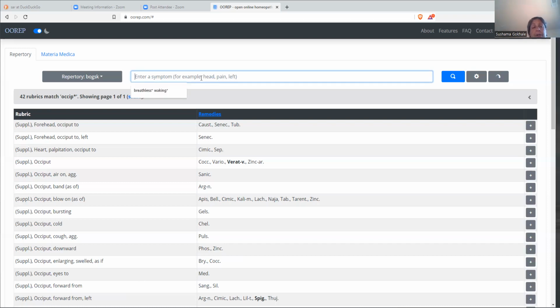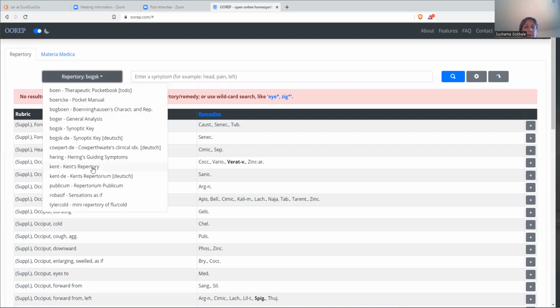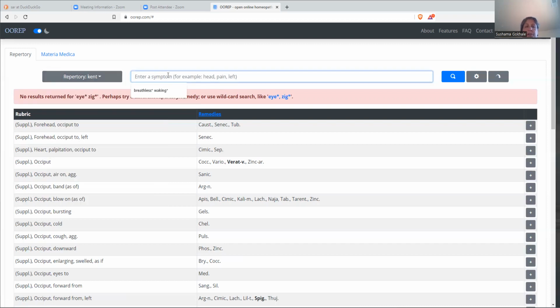Anyone want to look at any other particular thing? Say diarrhea. I don't want to hog it, but the ocular migraine. Ocular. Let's see what ocular shows up. No results for ocular. Eye. Nothing. You know, it will show up in Kent. Kent's repertory has a larger selection. So let's see.